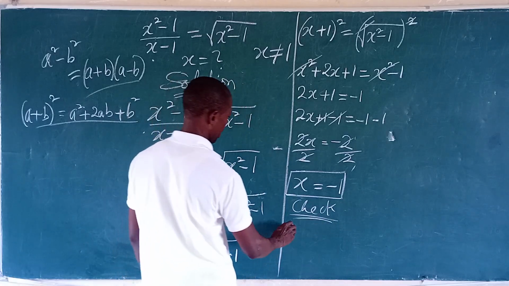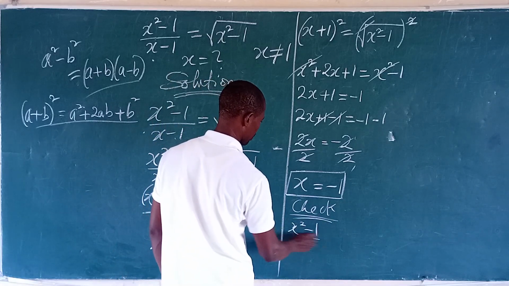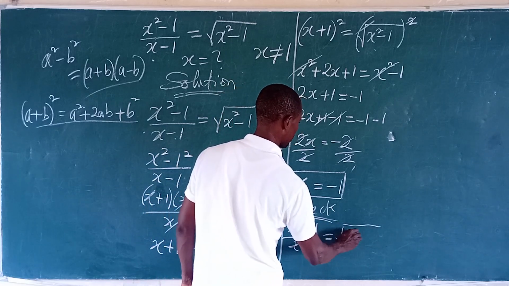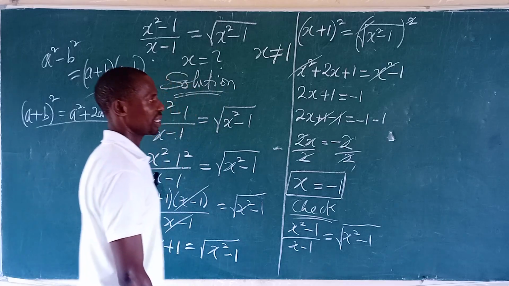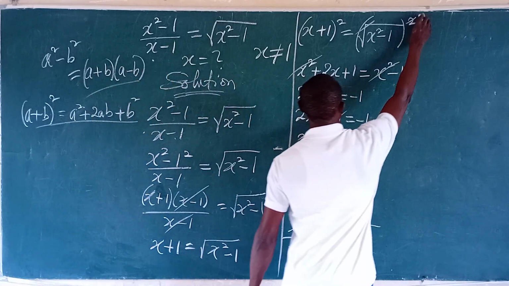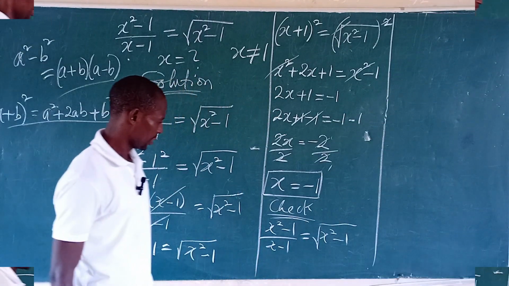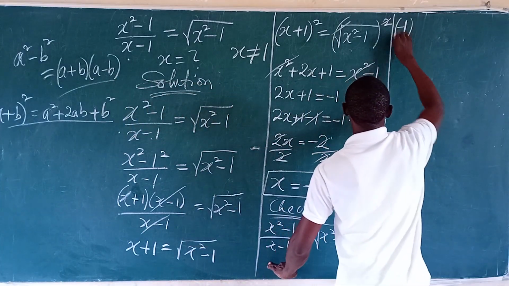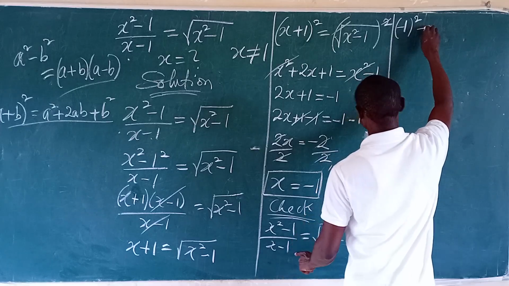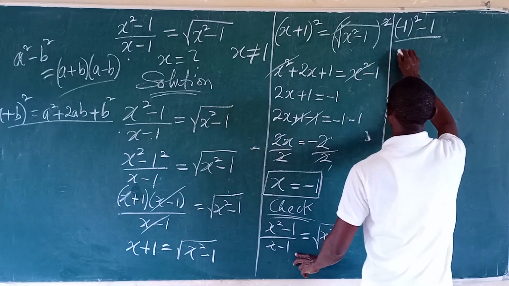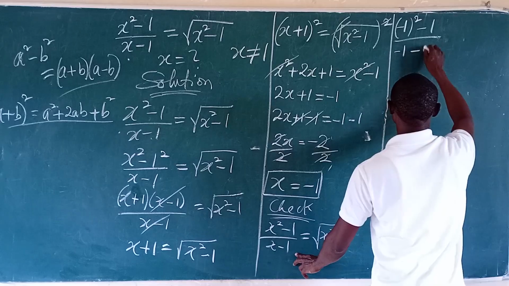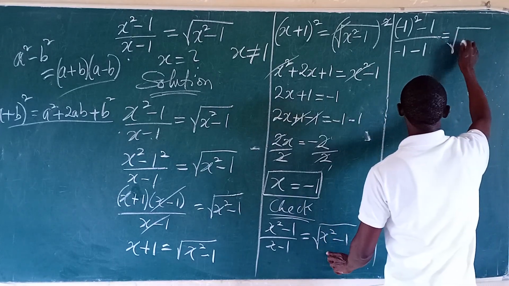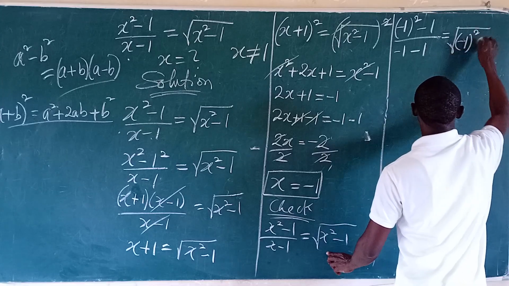Our original equation, we have x to the power of 2 minus 1 all over x minus 1 equals the square root of x squared minus 1. So wherever we see x, we are putting in the value minus 1. Okay, so this is going to give us minus 1 to the power of 2 minus 1 all over minus 1 minus 1. This is equal to the square root of minus 1 to the power of 2 minus 1.